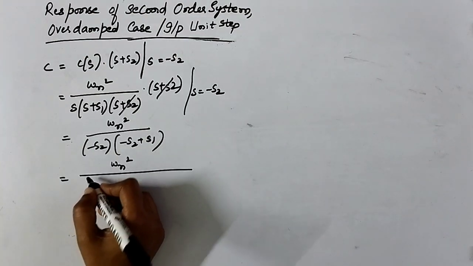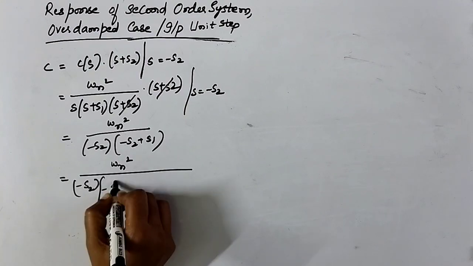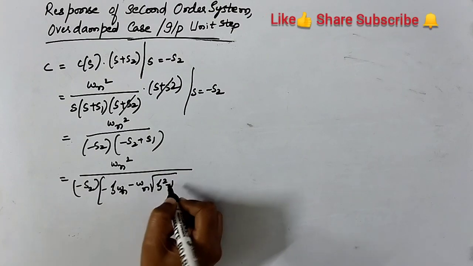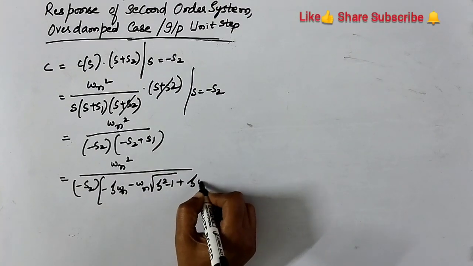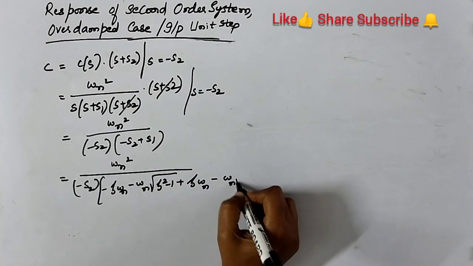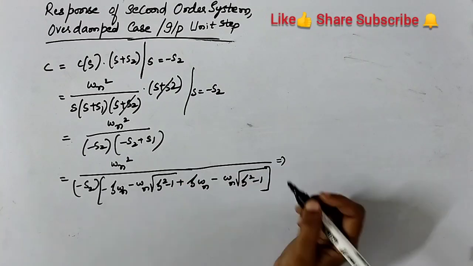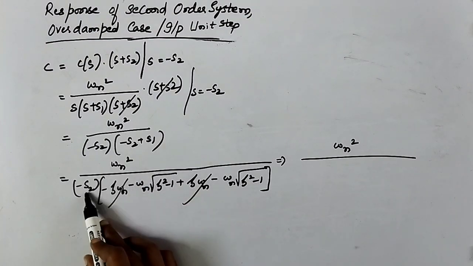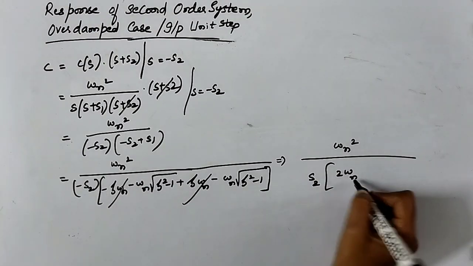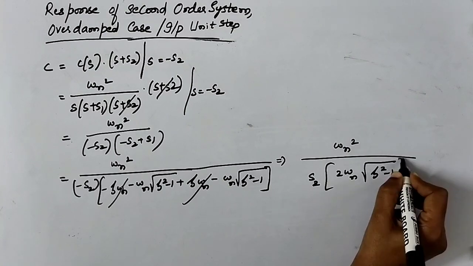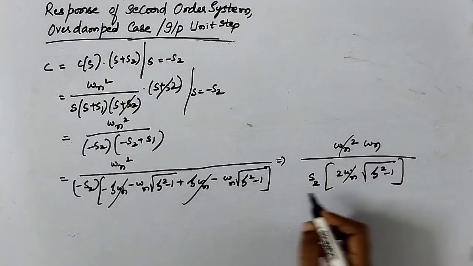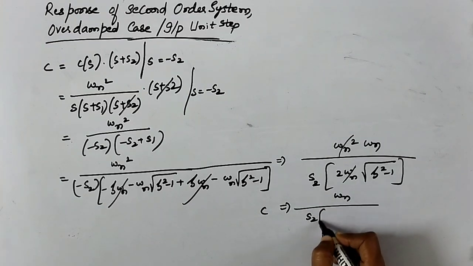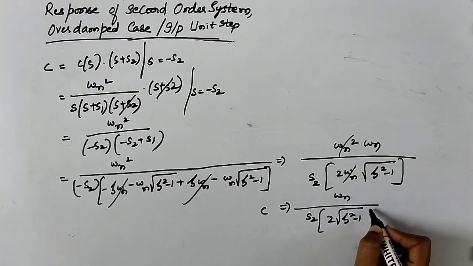Omega n square by minus s2 into minus zeta omega n minus omega n root over zeta square minus 1, plus zeta omega n minus omega n root over zeta square minus 1. That's equal to omega n square by, this got cancelled, taking out minus common, s2 into 2 omega n root over zeta square minus 1, therefore omega n. So coefficient C is omega n by s2 into 2 root over zeta square minus 1.